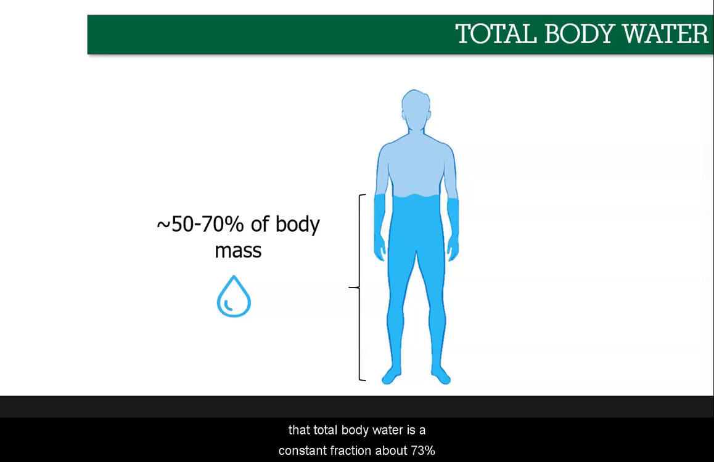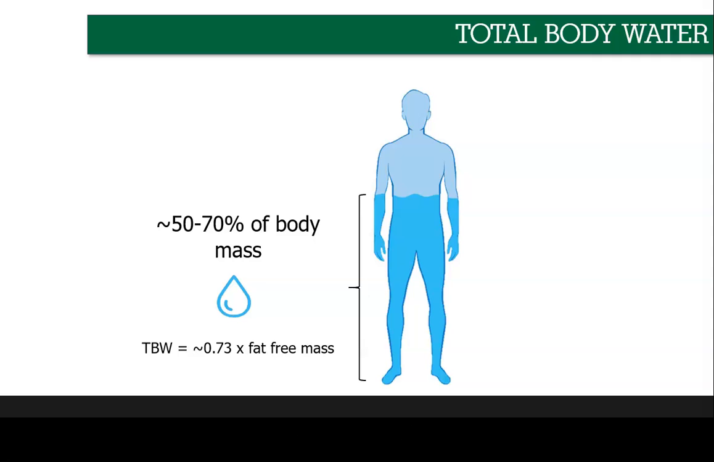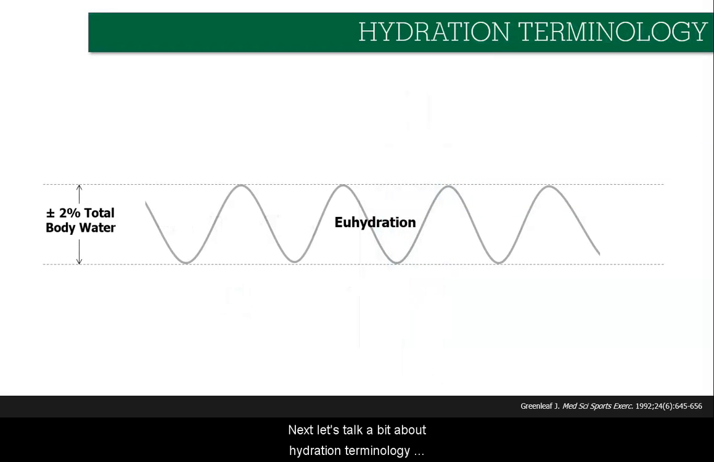Water is a constant fraction, about 73% of fat-free mass. Next, let's talk a bit about hydration terminology. Euhydration is the term used for normal baseline body water content.